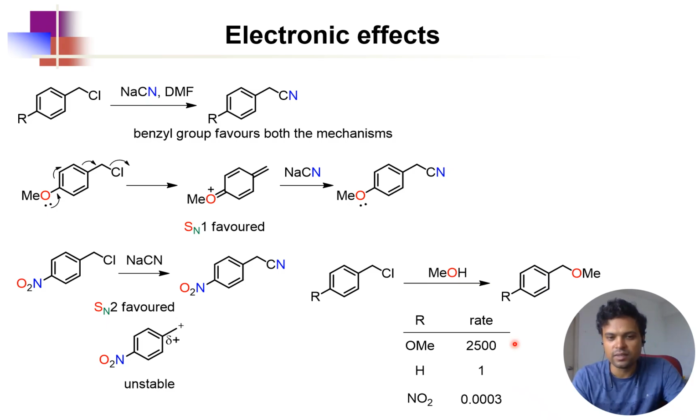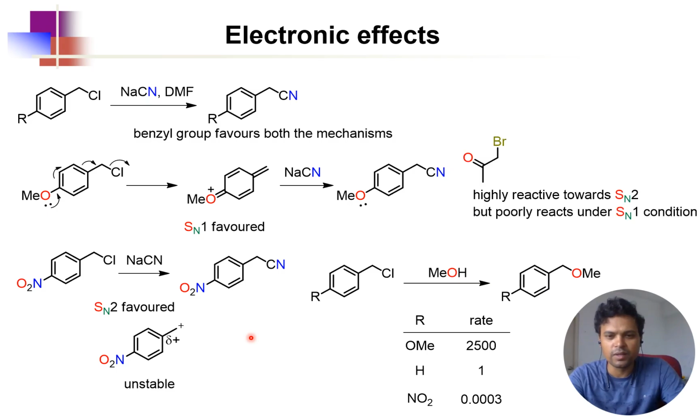Now here you can see you have used methanol. Methanol is not a good nucleophile, so the only pathway is the SN1 mechanism. The nitro group, which is an electron withdrawing group, destabilizes the carbocation, so then you have only the SN2 mechanism as a possible pathway. But because methanol is not a good nucleophile, the SN2 mechanism also does not operate here. So the only pathway is SN1, and that is a very much slower process.